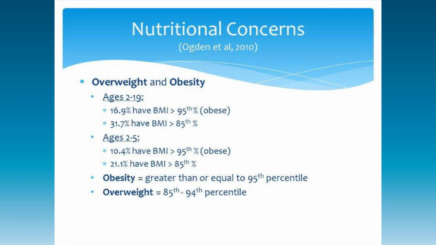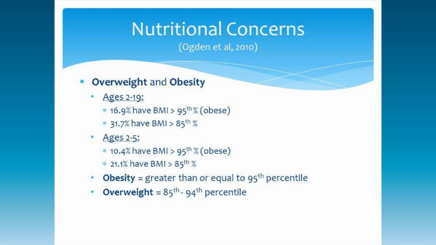Obesity is certainly a concern for this age group. Just some statistics: ages 2 to 19, about 16.9% have a BMI greater than the 95th percentile, and 31% have a BMI greater than the 85th. And for ages 2 to 5, 10% have a BMI over the 95th percentile and about 21% over the 85th.